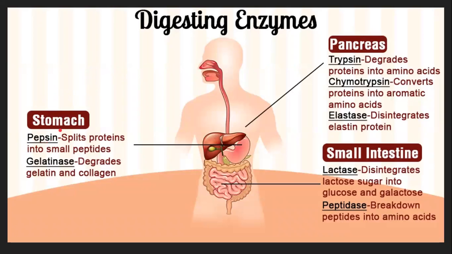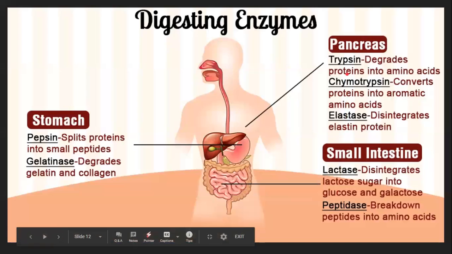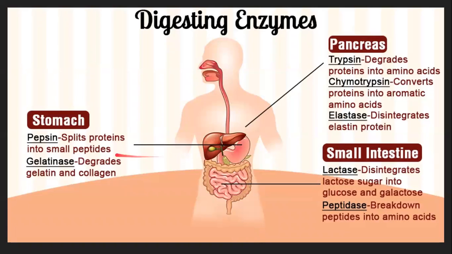pepsin. So when the food hits the stomach, remember in the mouth the carbohydrates began to be digested with the amylase enzyme. When it goes into the stomach, then you begin digesting proteins using pepsin. So pepsin splits proteins into small peptides. Remember, proteins are made up of a chain of amino acids. So this enzyme pepsin breaks down the protein into smaller and smaller pieces. Now there are many other enzymes later on that also continue to break down protein, but this is the beginning of the process.